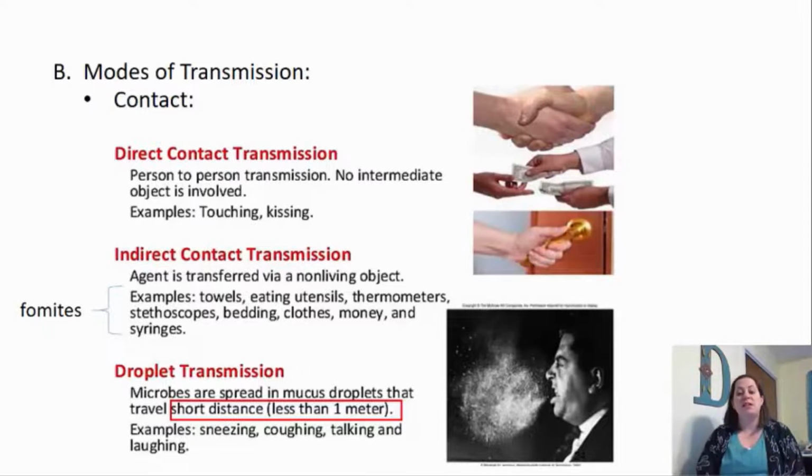The last one that's in the contact is the droplet transmission. These are microbes that are spread in mucus droplets that can travel short distances. This is less than 1 meter, but guys, 1 meter is about 3 feet. Some examples of this is when somebody sneezes, coughs, or when they're talking or laughing, if they spit, those droplets potentially could be carrying an infectious disease.